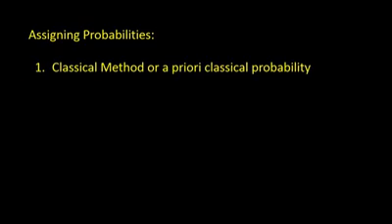Now that we understand how to determine how many outcomes are possible, we have to learn how to assign probabilities to each of these outcomes. In statistics, we have 3 different approaches to assigning probabilities. The first approach is called the classical method. It is also known as a priori classical probability. The probability is based on prior knowledge.